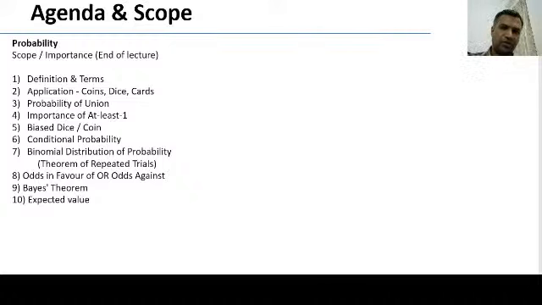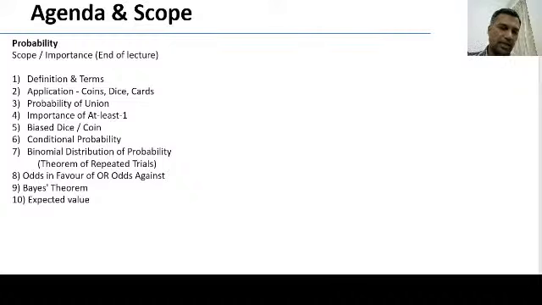Maybe I'll not spend much time on that because we all understand the basics of probability at this age. But I'll be talking about the application with respect to coins, dice, and cards. Maybe I'll spend some time on that. I'll also introduce you to the applications thereby. Then we'll quickly look at each item, maybe one or two examples. That's the probability of union, and the importance of at least one, which I already spoke to you about while doing permutation combination. That's point number 4.